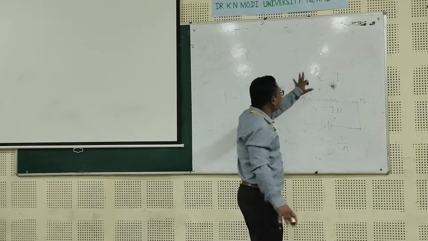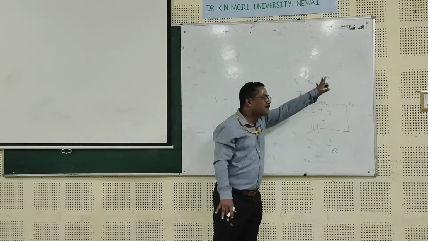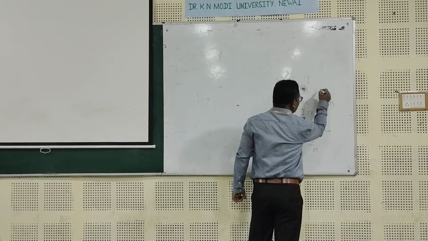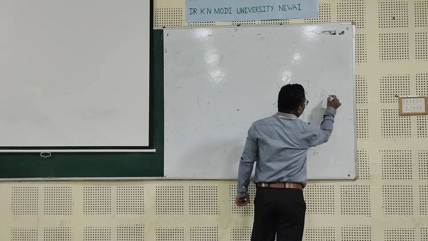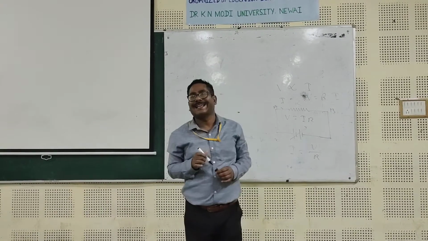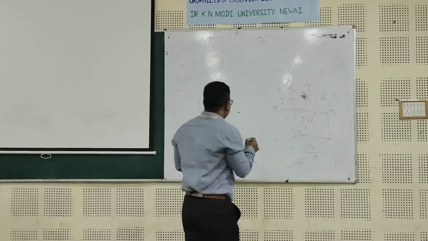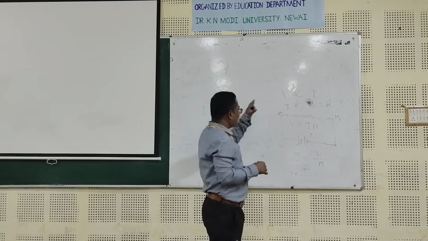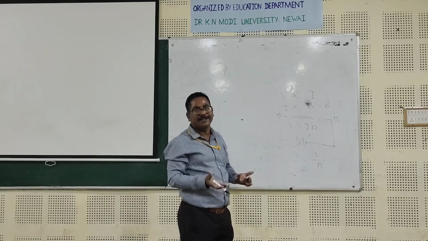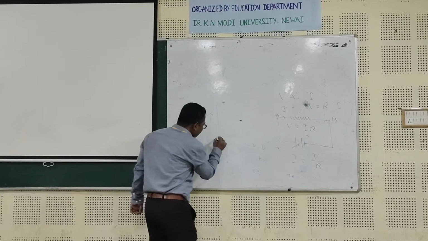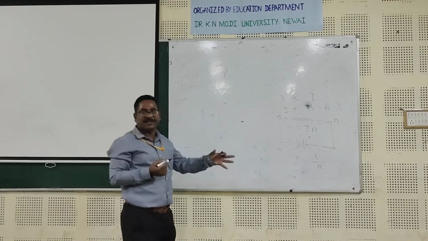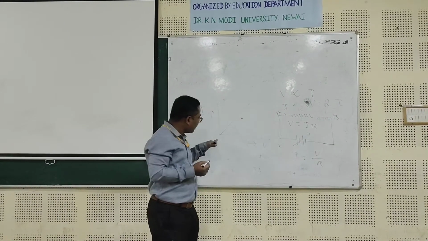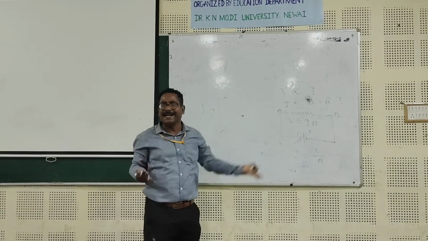Mathematically, V is directly proportional to I, or V is equal to a constant of proportionality R times I. R is called resistance, a constant, which means R is V by I. If you increase V, then I will also increase, and the V by I ratio will remain constant. That is why the VI or IV characteristic is a straight line. If this is your V and this is your I, this will be your straight line. So it is a linear device.